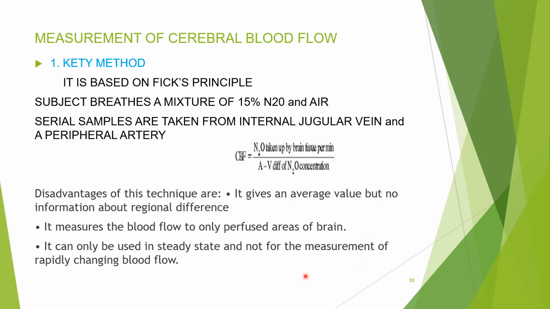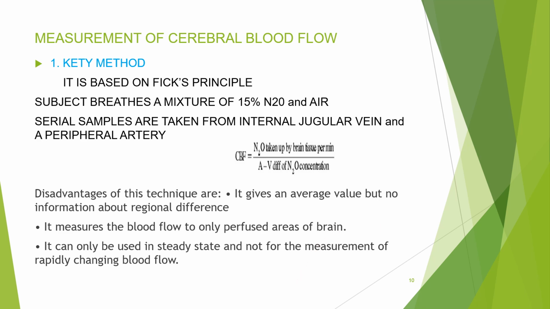And what is the third point? It can be used only in steady state conditions and not for the measurement of rapidly changing blood flow. So these 3 points are the disadvantages. The first is that it gives an average value, not the regional value. It measures the blood flow only to perfused areas of the brain. And it can only be used in steady state conditions, not in conditions like rapidly changing blood flow. So this is the Kety method.